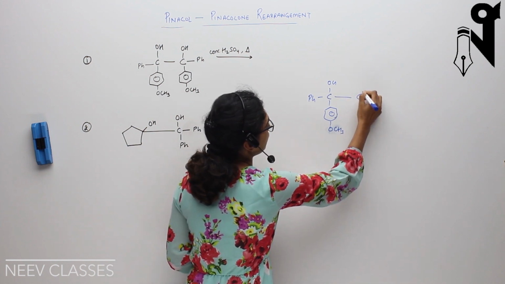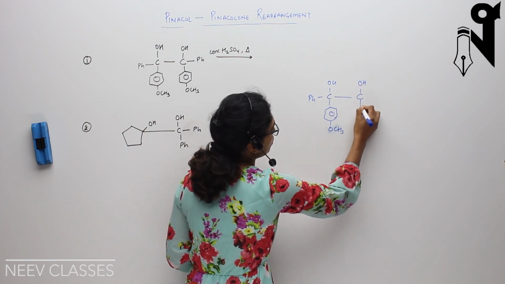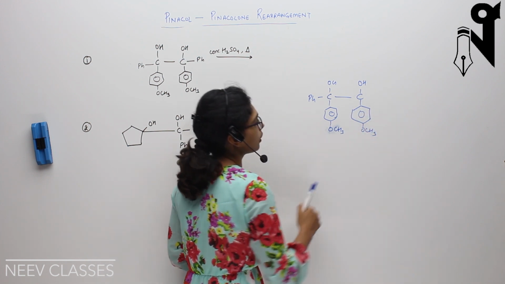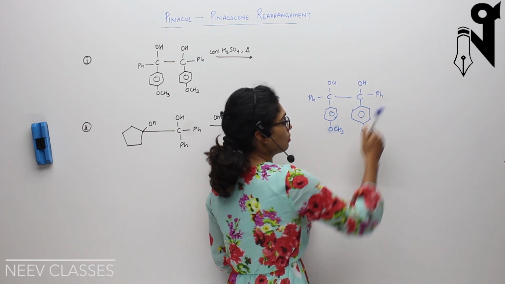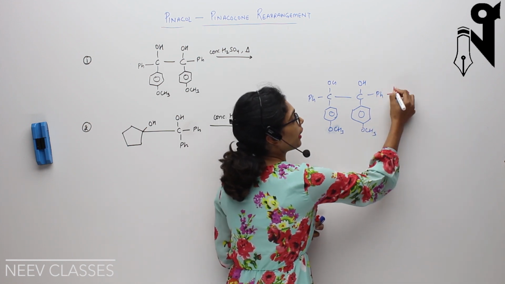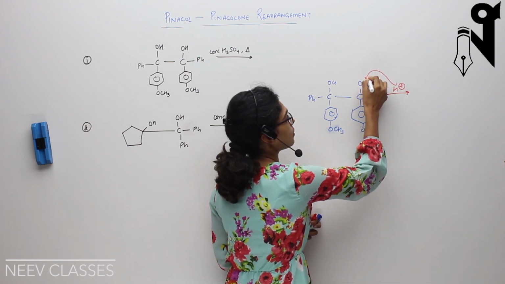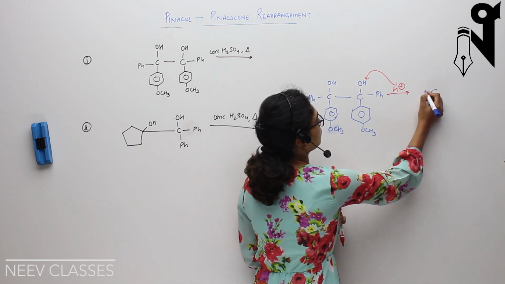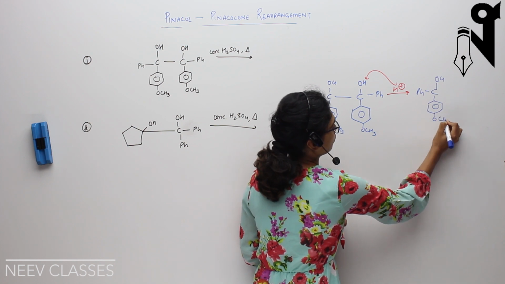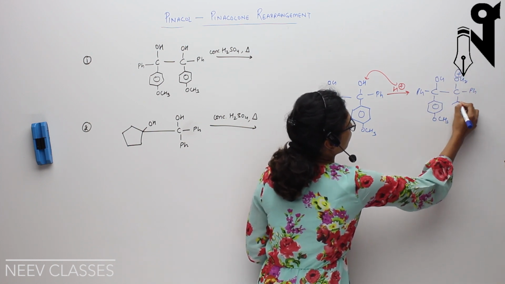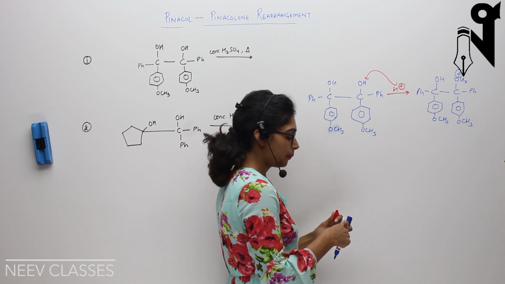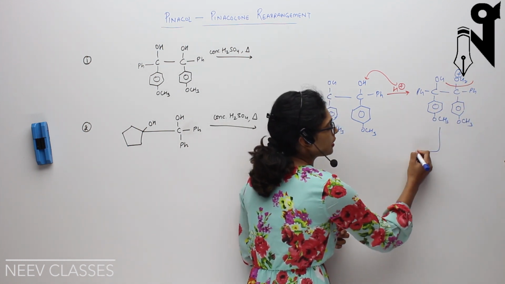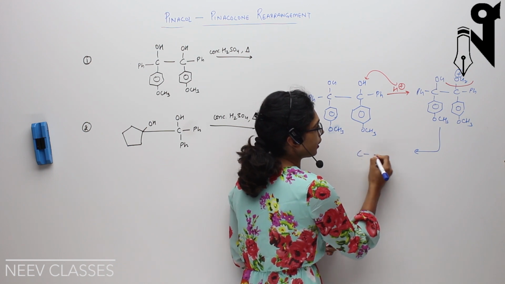where H plus is attacking and removing the OH as water, forming the protonated alcohol. So what will happen? H plus will attack on either of them. So let's say it has attacked over here, it will form a protonated alcohol. Now, removal of this water molecule will take place and this will get converted into its respective carbocation.